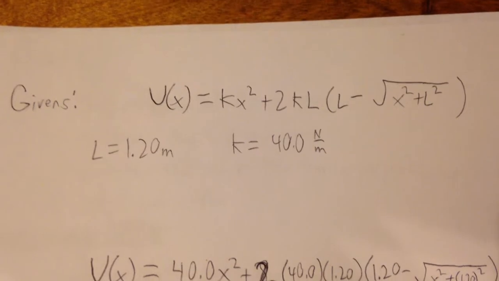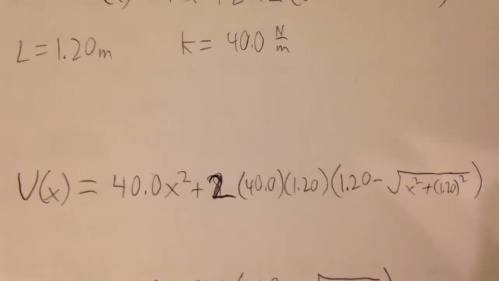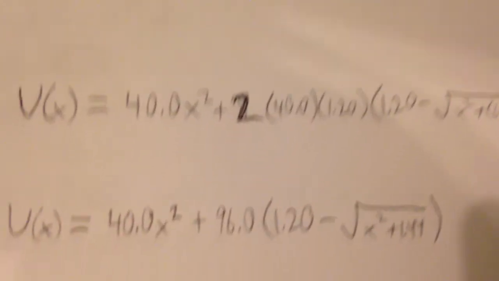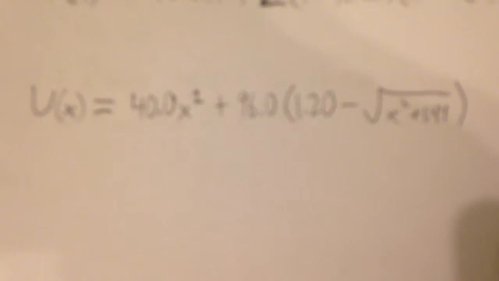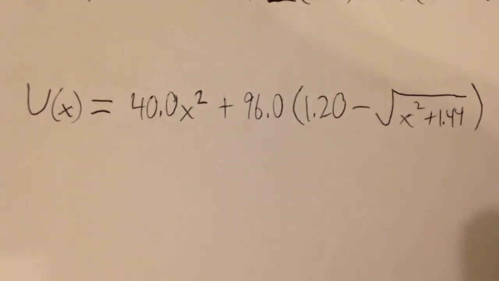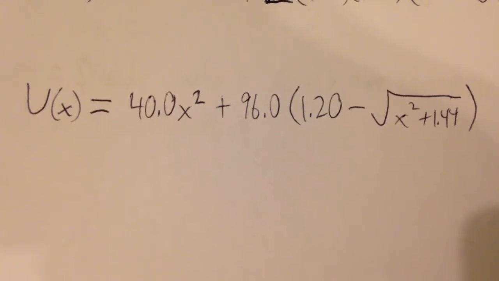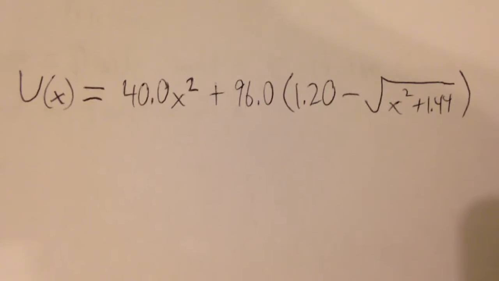Now we plug in those values into our equation and simplify to get U of x, the potential energy, is equal to 40.0 x squared plus 96 times 1.20 minus the square root of x squared plus 1.44.